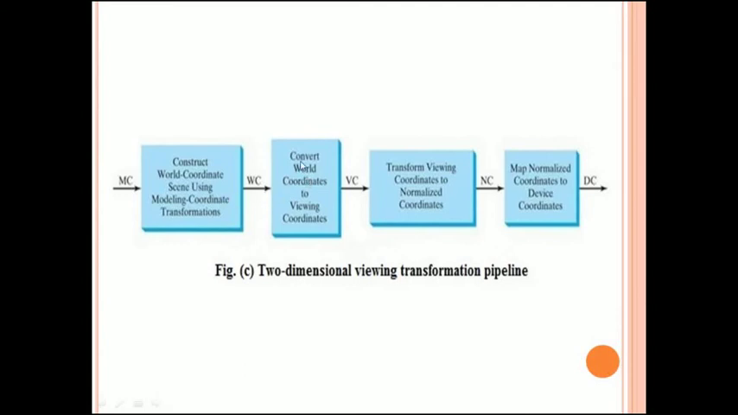Next we convert the world coordinates to viewing coordinates, that is, whichever part is to be viewed is selected. After that we transform the viewing coordinates to normalized coordinates, and then map the normalized coordinates to the device coordinates. This normalized coordinate is mapped so that the picture is displayed on our device, that is, the picture is displayed on our screen.